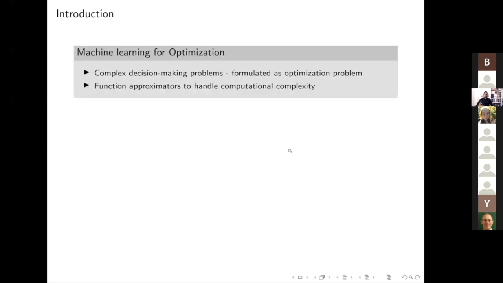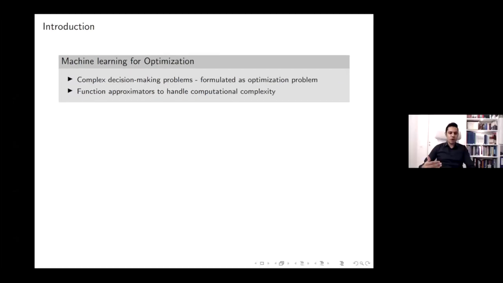When we talk about machine learning for optimization, there are several complex decision-making problems which can be formulated as optimization problems. And in order to handle the complexity, say, due to the curse of dimensionality or the computational complexity, we could use function approximators to approximate the complicated bits. This has been quite popular recently with the developments in deep learning, how to exploit machine learning for optimal decision making algorithms.